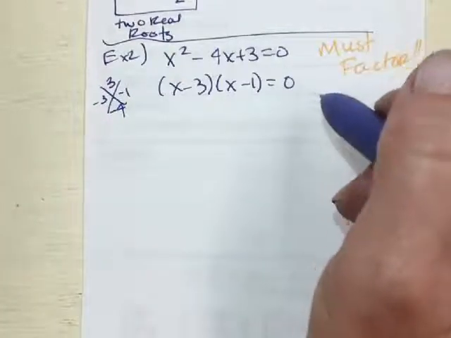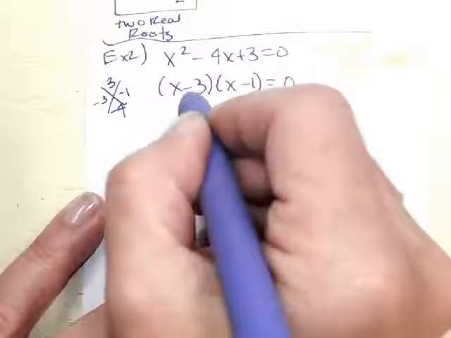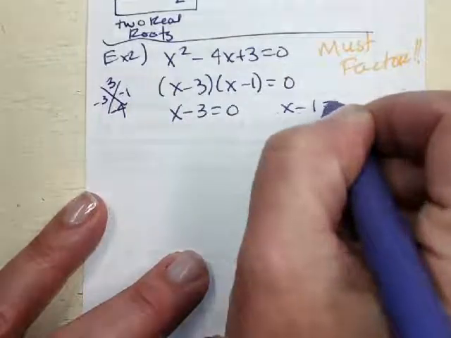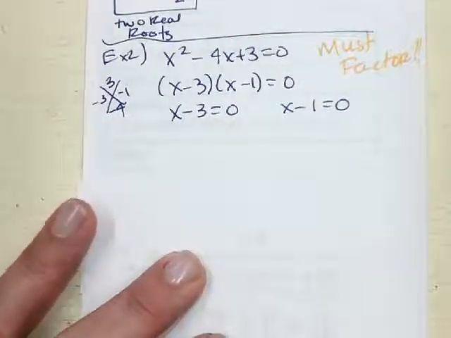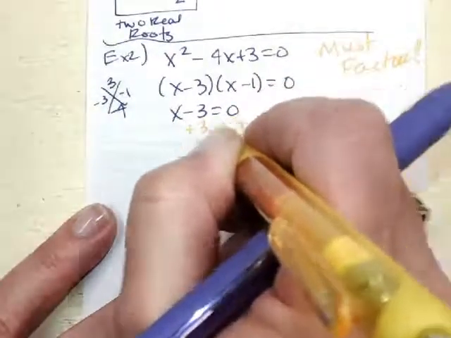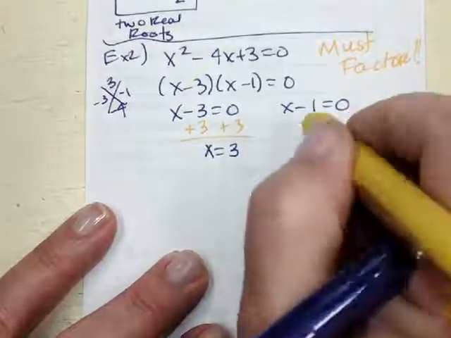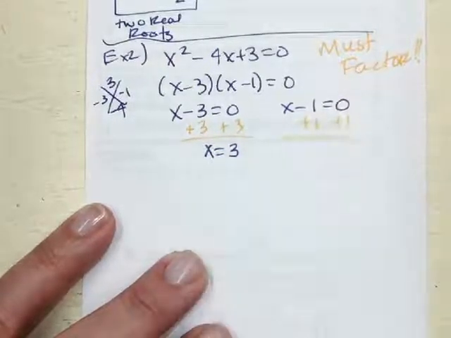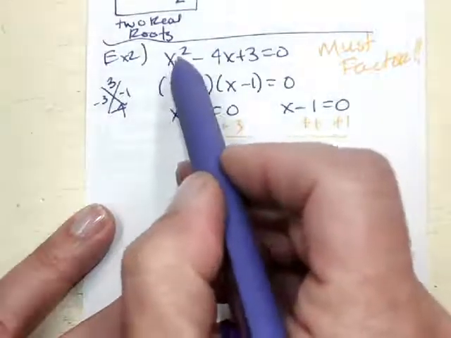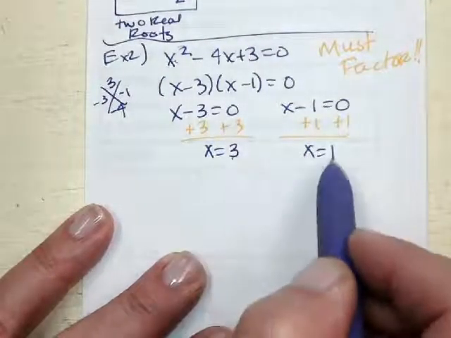Once you get it factored, you apply that zero product property, which says that if the product is 0, then one of these 2 factors must be 0. And you just solve it for x. This one's super duper easy because all I got to do is add 3. And all I got to do to this one is add 1 to get the x by itself. My equation says that I should have 2 solutions. I've got 2 solutions, x equals 3, x equals 1.